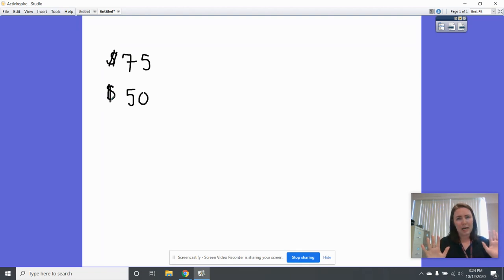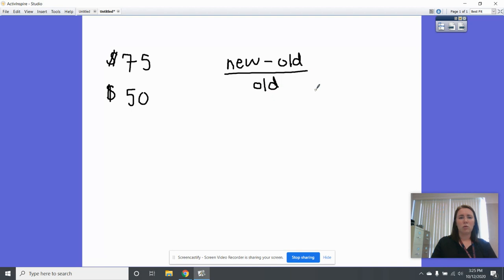There are many questions that could be asked, but one question that could be asked is, what is the percent of decrease? That's the same thing as saying, how much is this off? Like, what percent is this decreased from the price? So there are actually multiple ways to solve this. I'm going to show you two. The first way is using what is called the percent increase or decrease formula, where we take our new price, subtract it from the old price, and divide it by the old price.